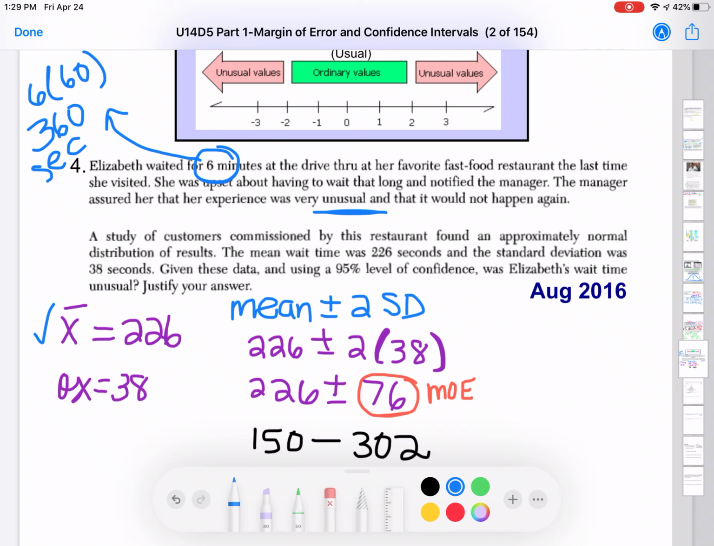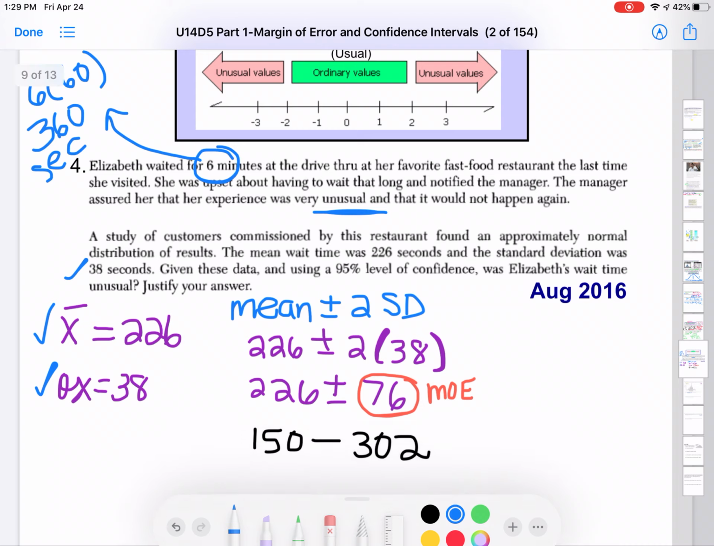All right, and the standard deviation was 38. It says, given these data and using a 95% confidence interval, was her time unusual? Okay, so let's look. I did the confidence interval, and I came up with 150 to 302. So what do we think about 360?